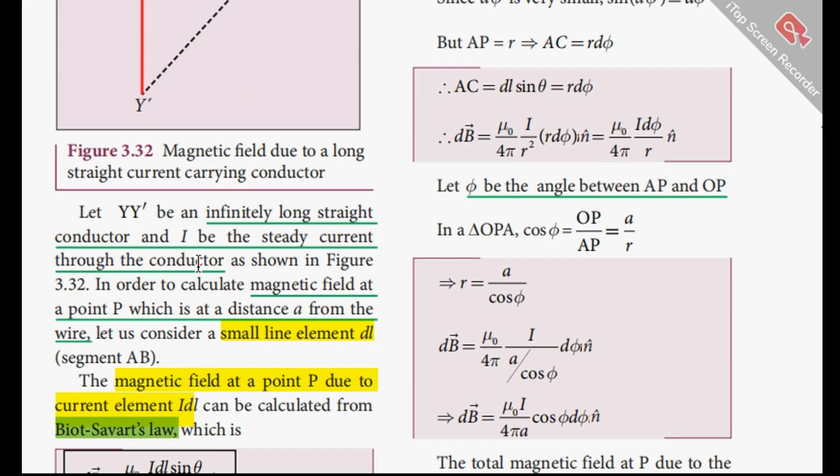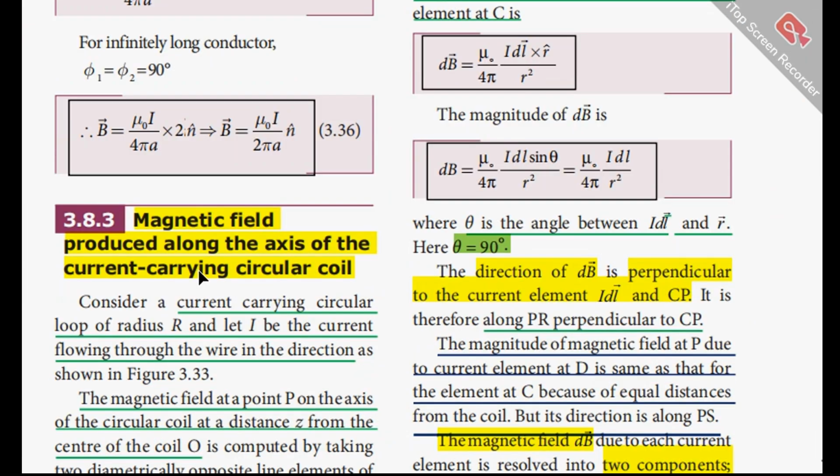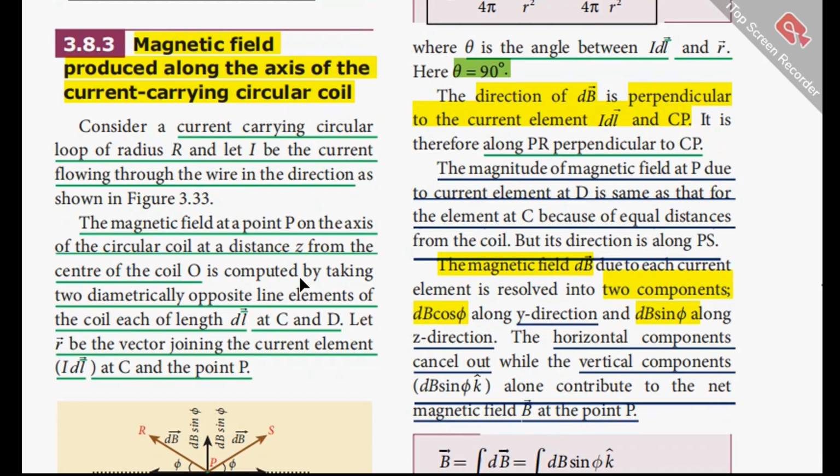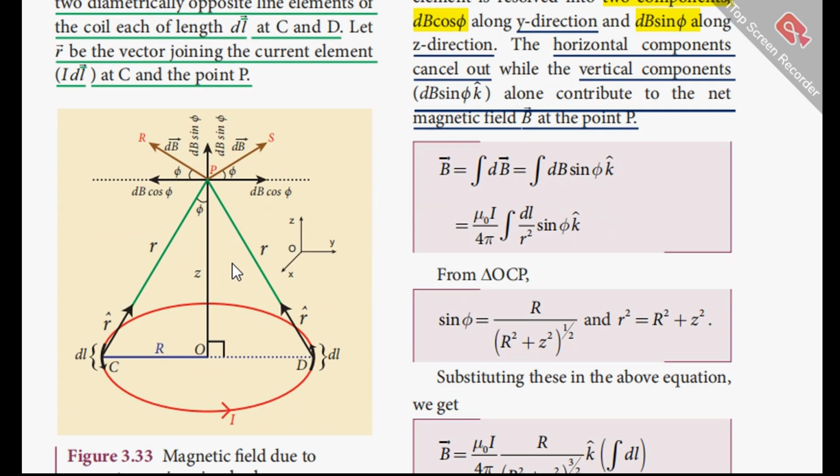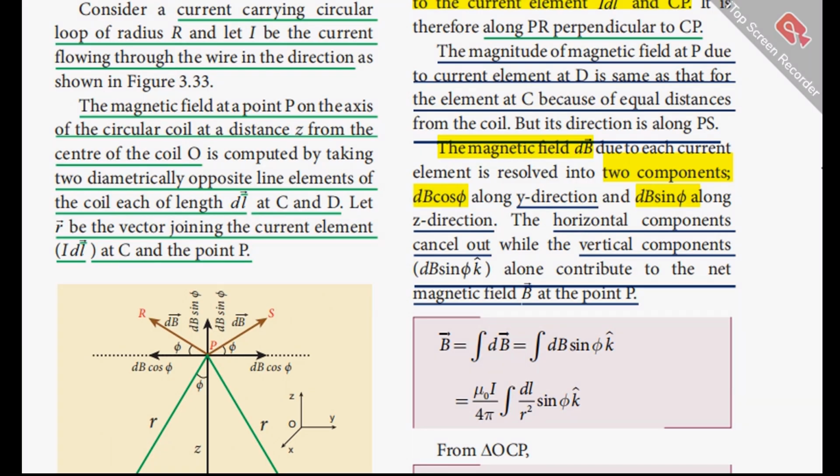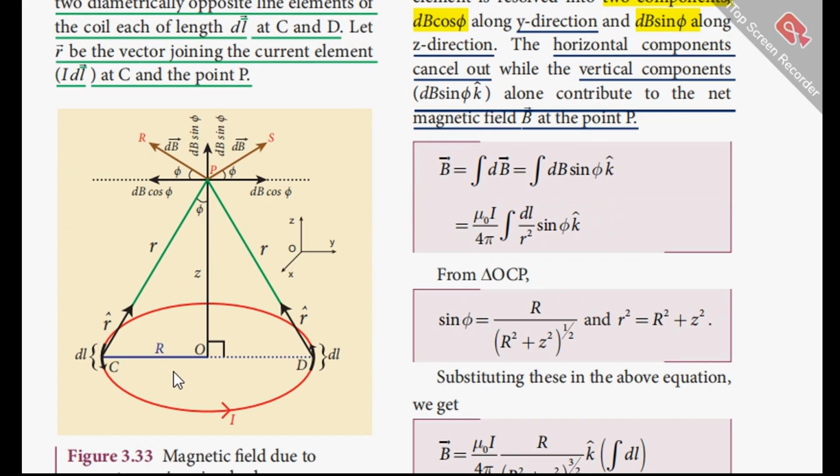Then the next application of Biot-Savart's law is the calculation of magnetic field produced along the axis of the current carrying circular coil. Further, let us consider a current carrying circular loop of radius r, like this. And I is the current flowing through the wire in the direction as shown in this figure.